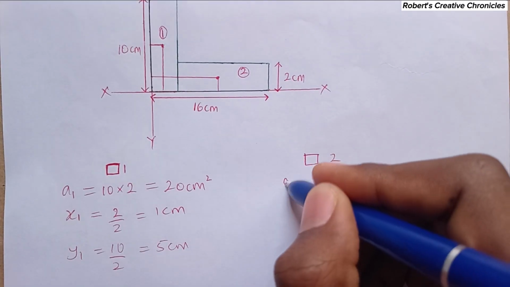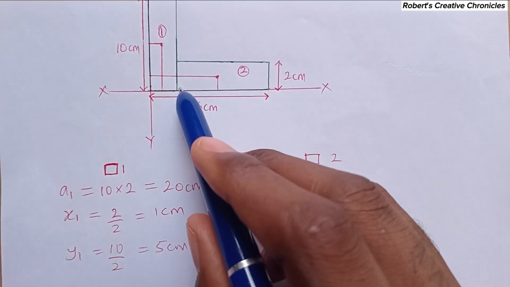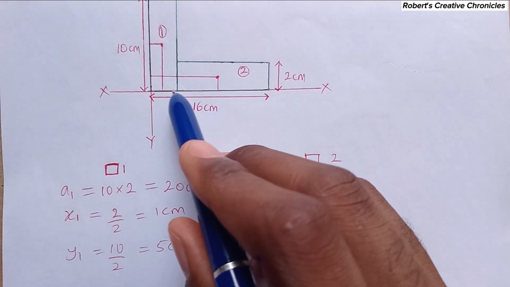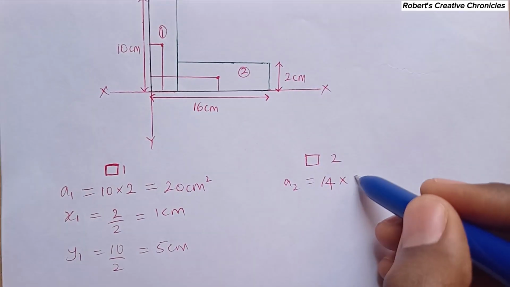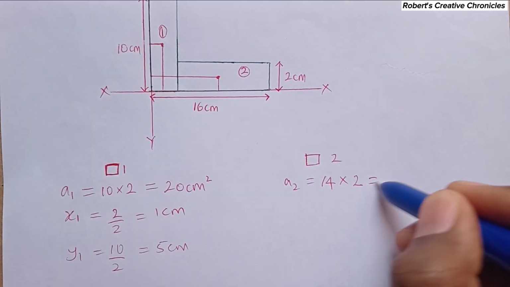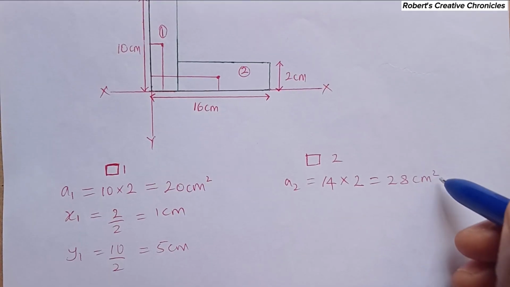We'll find the area A2. A2 is what? Here it is 16 minus 2, which is 14, times 2, which is 28 centimeters square.